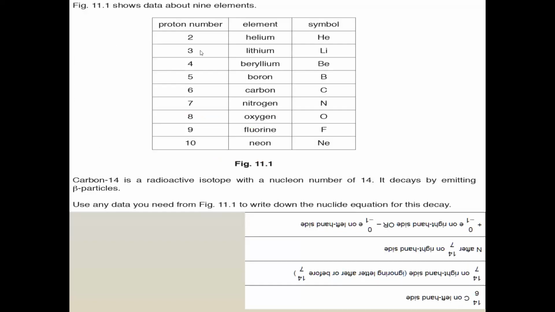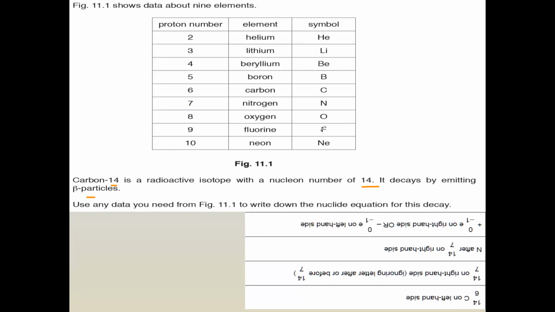So in this question, figure 11.1 shows data about 9 different elements. Carbon-14 is a radioactive isotope with a nucleon number of 14, and it decays by emitting beta. Use any data you need to write down the nuclide notation of this decay. So we have to write down the nuclide notation, like the equation, for this decay.